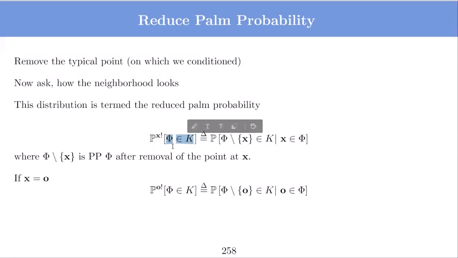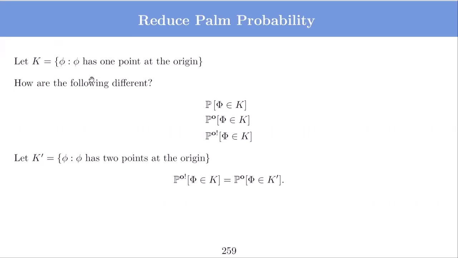So I want to ask whether phi has this property K or not, but I inherently remove x from that. So this is just the probability, conditioned on x belonging to phi, that phi minus this point has property K or not. So phi set minus x is the point process after removal of the point at x. And if x is equal to the origin, then you can define the same thing. This is the P_0 factorial, which means that you're conditioning on there being a point at the origin, but you are not including that point in the above calculations.